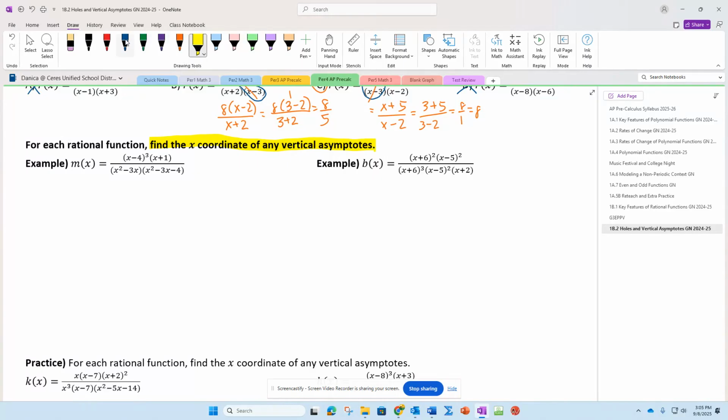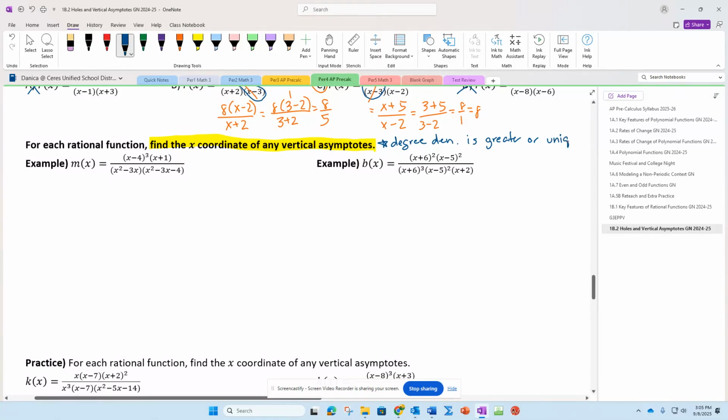So we have to remember that for vertical asymptotes, what we need is the degree in the denominator is greater, or we have a unique factor in the denominator. Those are the two situations that give us that vertical asymptote. So again, we first want to look to see, do we have anything else that we have to factor?